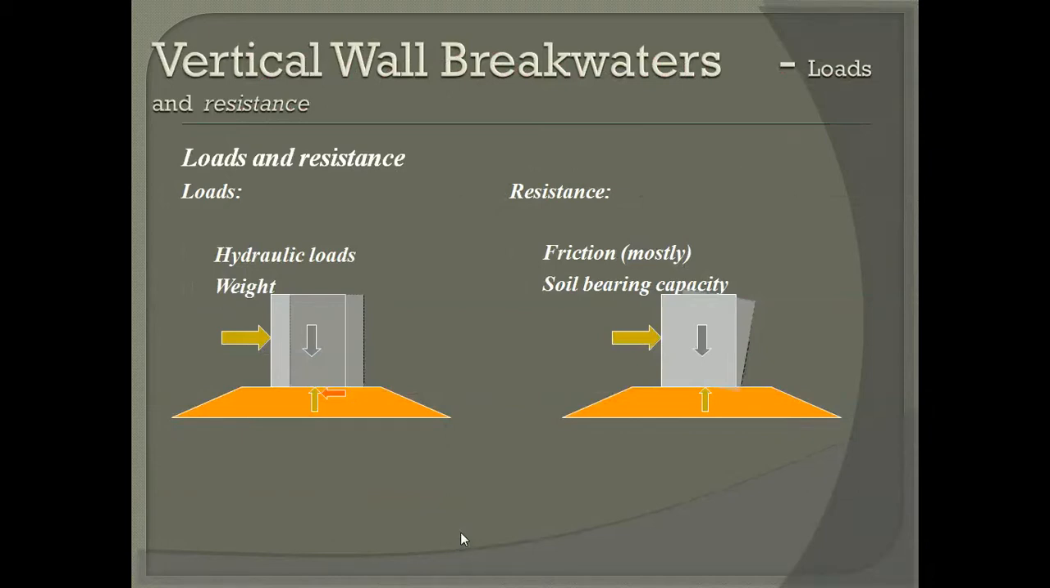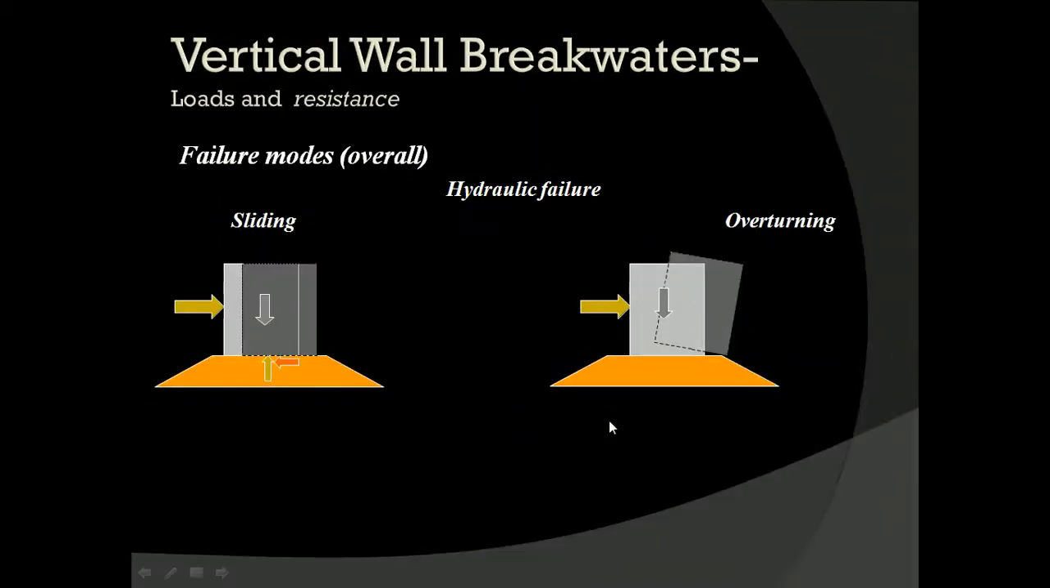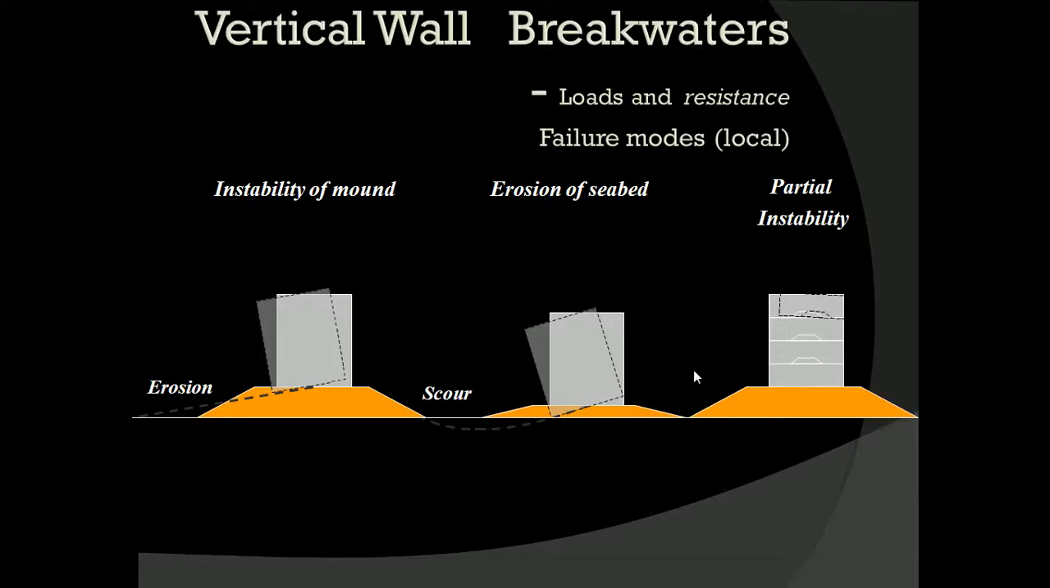For vertical wall breakwater, load resistance should also be considered for construction: the hydraulic loads, weight and friction, soil bearing capacity. So the hydraulic load should be considered while constructing a breakwater. For failure modes, we have to see how it is going to fail: by overtopping, sliding and overturning. So the factor of safety has to be considered. Instability in the mound due to scouring and partial instability has to be considered.